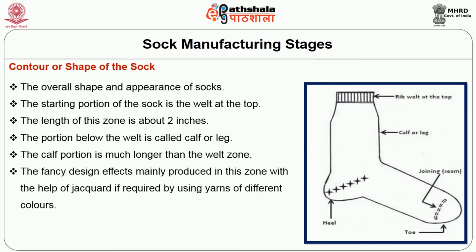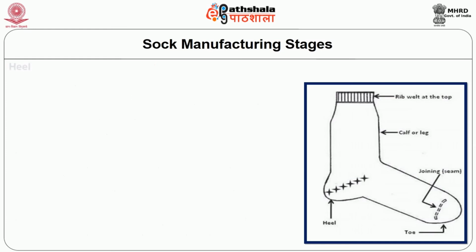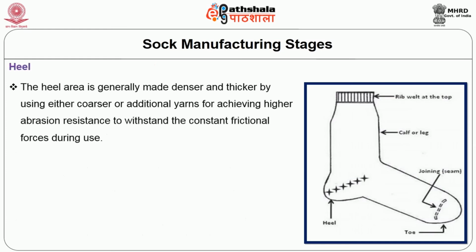The fancy design effect is mainly produced in this zone with the help of jacquard if required, by using yarn of different colors. In addition to the base yarn, spandex or lycra is also introduced in this zone for increased elasticity of socks. Next to the calf is the heel. The heel area is generally made denser and thicker by using either coarser or additional yarns for achieving higher abrasion resistance to withstand the constant frictional forces during use.